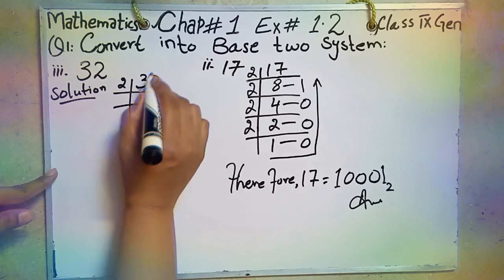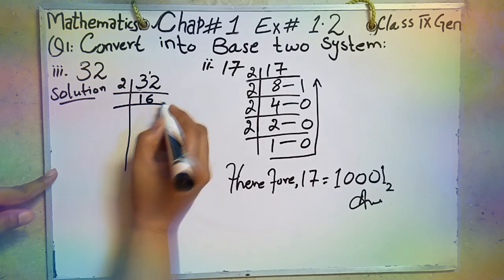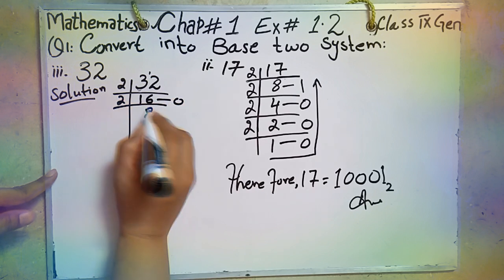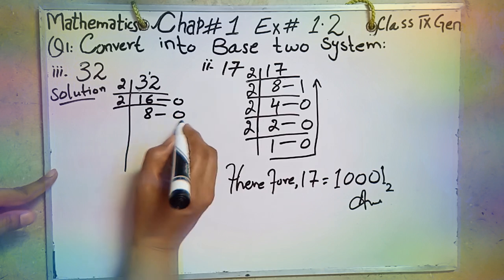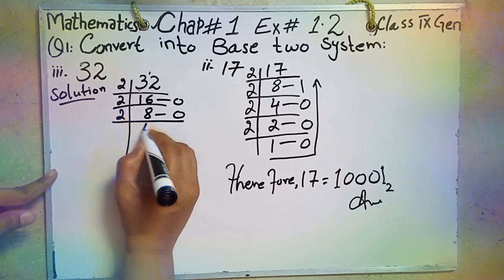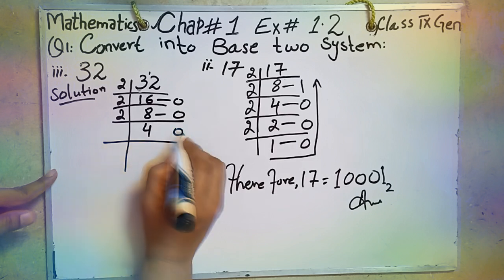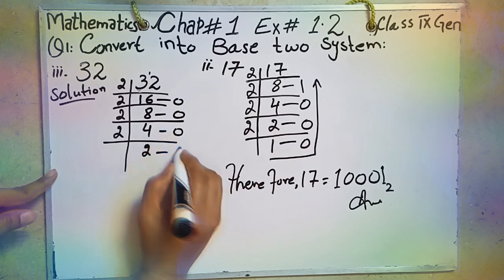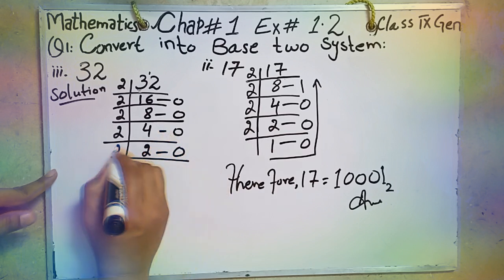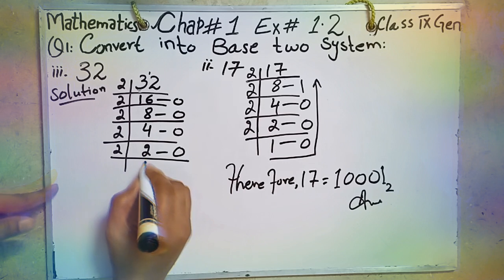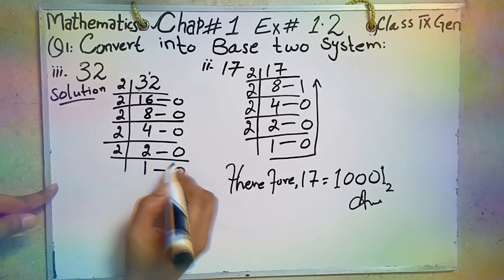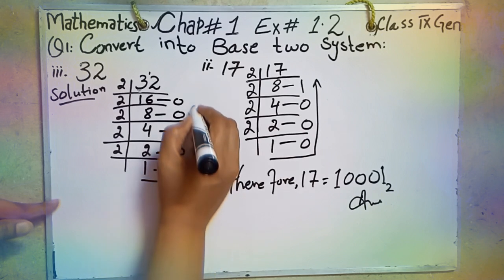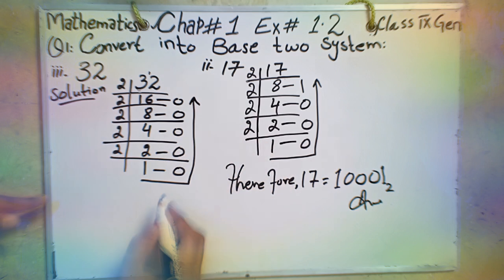2 ones are 2, 1 is left. 2 sixes are 12, 0 is left. Simple. 2 eights are 16, 0 is left. 2 fours are 8, 0 is left. 2 twos are 4, 0 is left. Again we use the table of 2. 2 ones are 2, 0 is left. 1 0 0 0 0 0 is the answer.